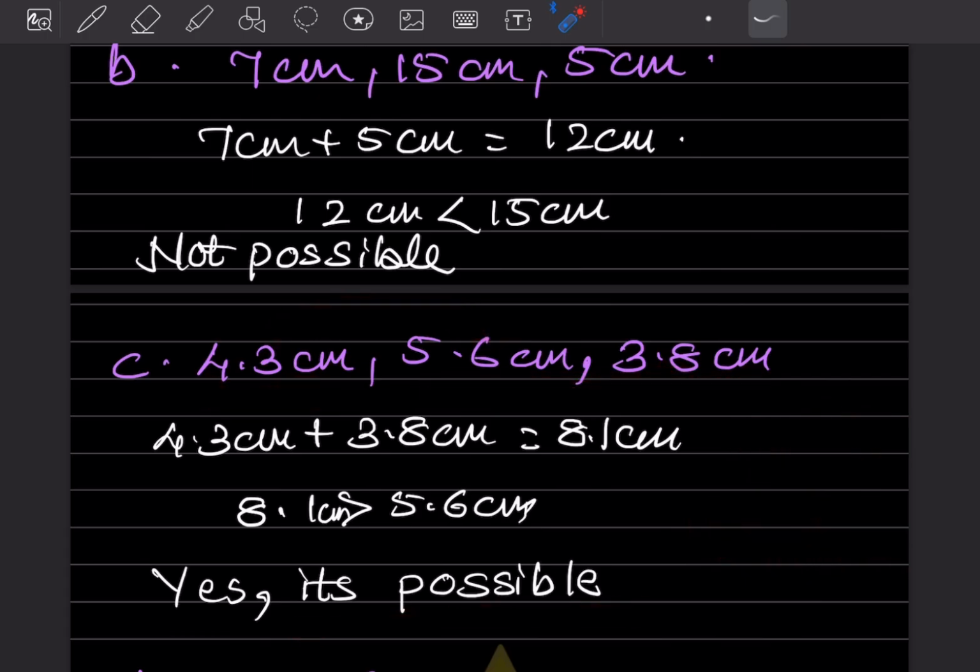But even if we check just one, from that we can judge whether it is possible or not. I showed you by taking all three, so what is possible and what is not possible. Hope this is clear to you.